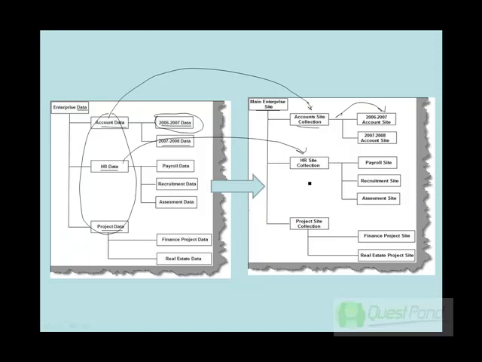For example, you can have an HR site, and the HR site says it needs a payroll site, it needs a recruitment site, and it needs an assessment site. Then you can have a project site, and a project needs a finance project site and a real project site. So you can say that SharePoint gives you the view of enterprise hierarchical classification according to departments.